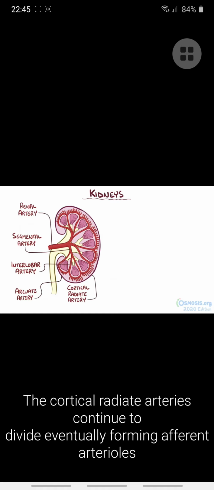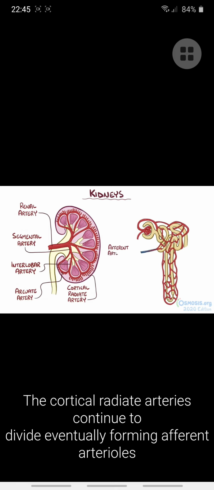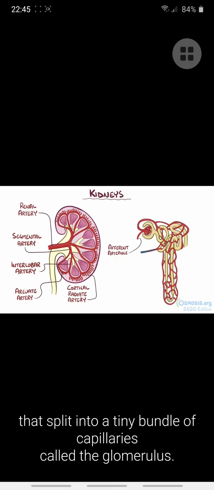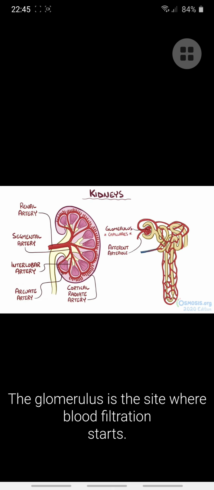The cortical radiate arteries continue to divide, eventually forming afferent arterioles that split into a teeny bundle of capillaries called the glomerulus. The glomerulus is the site where blood filtration starts.